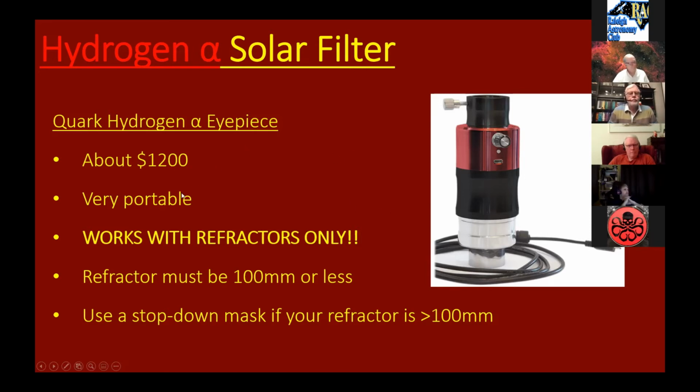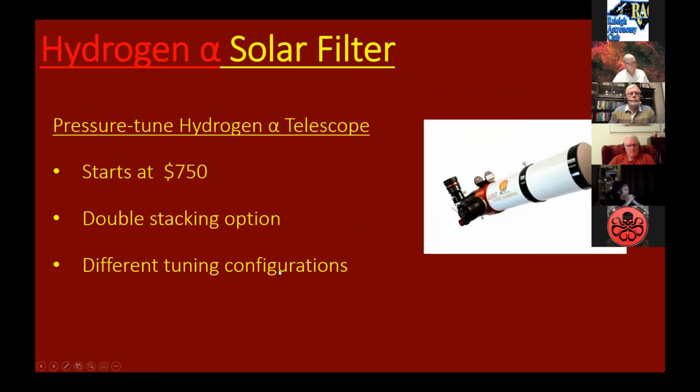But anyway, that's the Quark by Daystar. This is the one that I have right here, and Steve has one of these. Let me go ahead and go over this first, Steve, and you can show him what you got. This is what's termed a pressure tuned hydrogen alpha telescope. I've omitted that with the other two. Each one of these has to be tuned so that the filter is able to pass through exactly at 656 nanometers.